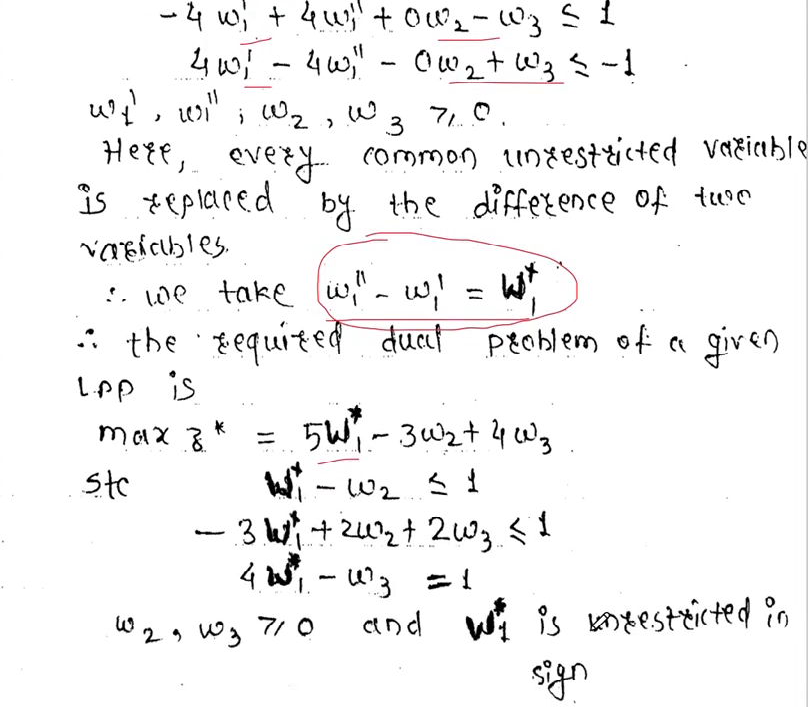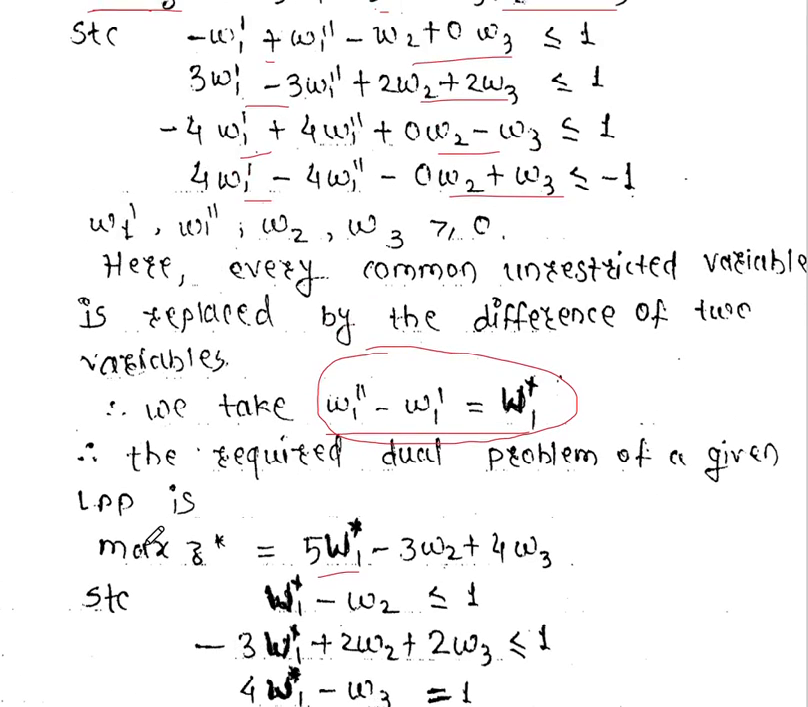Then the required dual problem, subject to the constraints, is the difference between two variables, which we denote as W1 star. So minus W1 star minus W2, 0 W3 is not required to write here, less than or equal to 1. Then the second equation: 3 W1 star plus 2 W2 plus 2 W3 less than or equal to 1. And the last equation, we can write 4 capital W1 star minus W3 equal to 1.